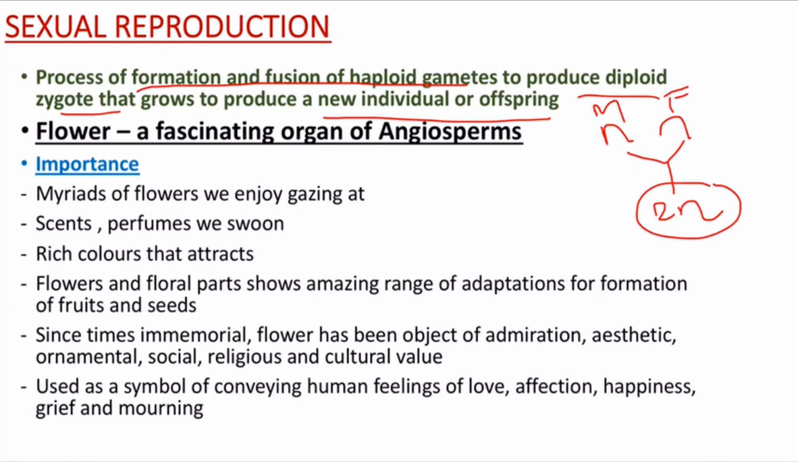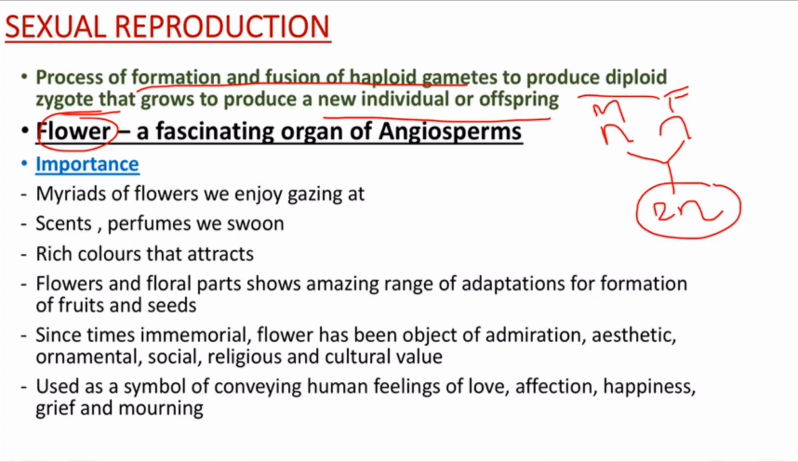Now, as we are going to see sexual reproduction and its events in a flower, why are we just going to consider flowering plants? Why only angiosperms? It's just because in the kingdom Plantae, we saw there are 5 divisions. But among those 5 divisions, only the division of angiosperms is very well developed and has a reproductive organ as a flower. So let us see some of the importance of flowers and how they lead to sexual reproduction.